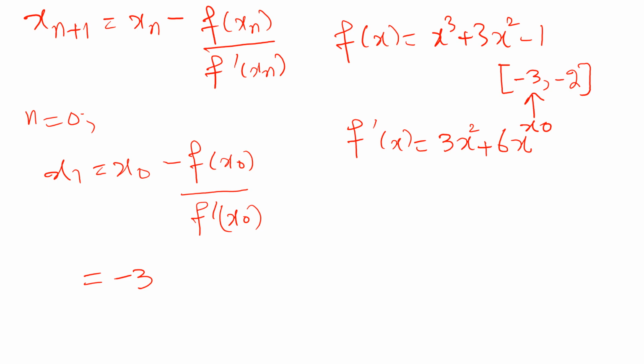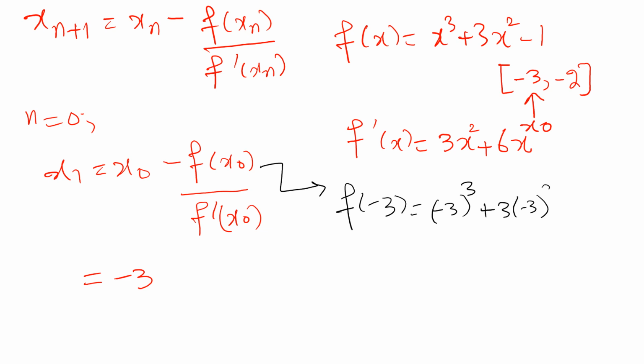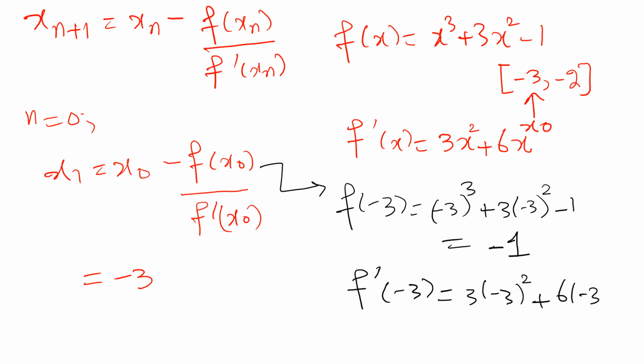What is f of x naught? So this is f of -3, that is equal to -3 cube plus 3 into -3 square minus 1. So this will give you the value -1. I'm not solving these values. I hope you are able to solve it. Then the derivative of that function at -3: 3 into -3 square plus 6 into -3. So the answer is 9.